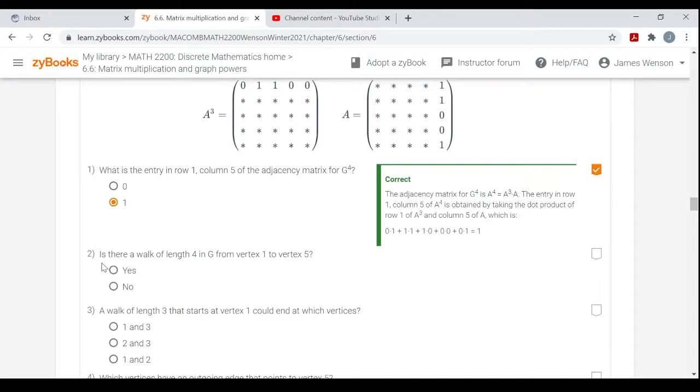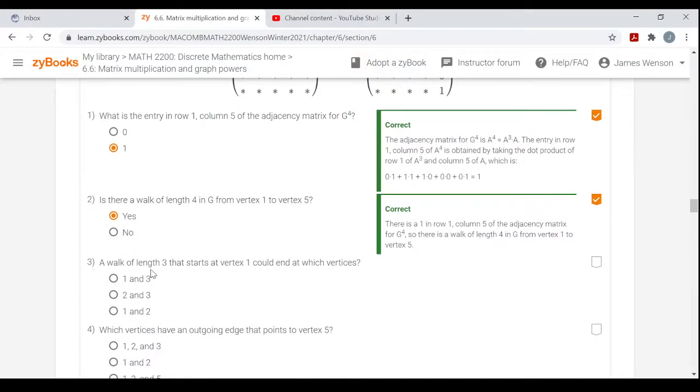Then the question after that, is there a walk of length 4 in the original graph from vertex 1 to vertex 5? Well, yeah. You're saying in this first question, there's a 1 in row 1, column 5 in the matrix for G to the 4th. That means that there's a walk of length 4 from vertex 1 to vertex 5 back in the original graph, so yes.